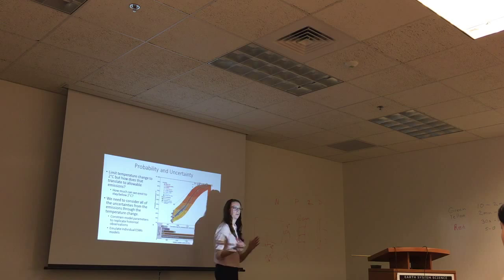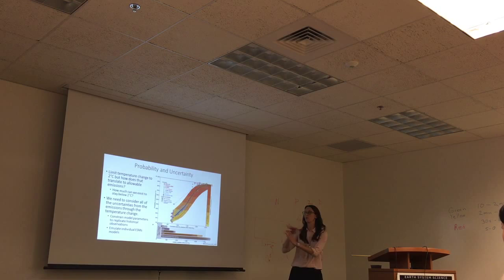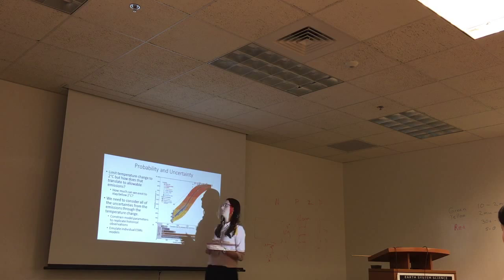So in that original one of those plots, we had emissions to concentrations to radiative forcing to temperature. So how can we tell, let's say, countries what they need to keep their emissions at in order to reach a 2 degree target? How much can we emit to stay below that 2 degrees?